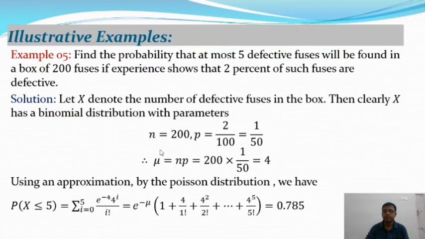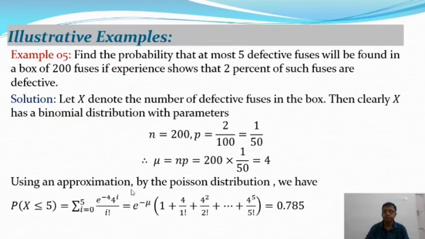In that case, where n is a very large quantity and p is very small, np is a moderate fixed value, and we can get the Poisson distribution from the binomial distribution, where mu is equal to n into p. Our n is equal to 200 and p is equal to 1 by 50. So from this we get the parameter mu of the Poisson distribution, and it is 4.